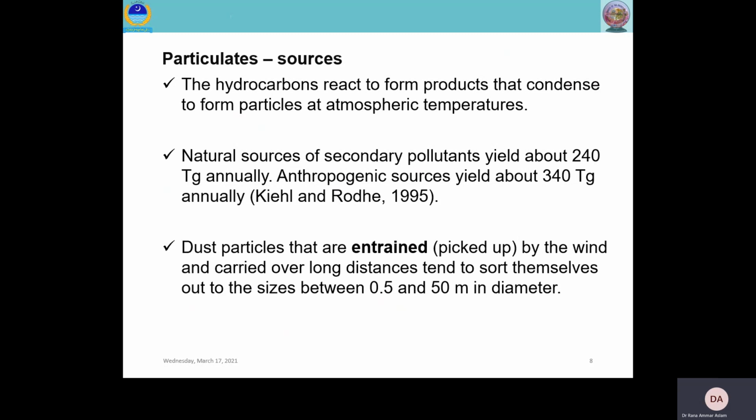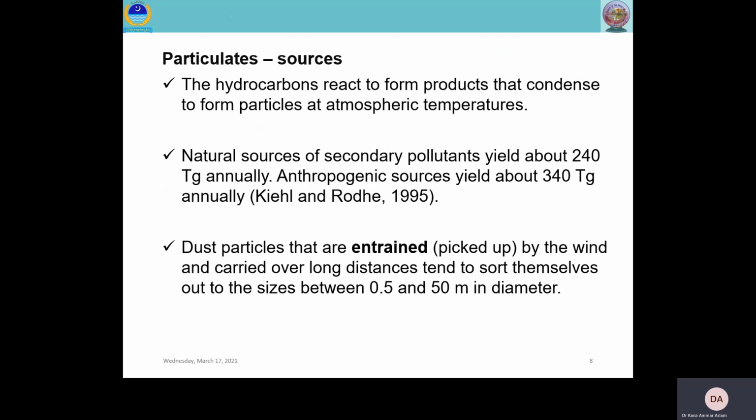If you see the quantities of secondary particulate matter, natural sources of secondary pollutants yield about 240 teragrams. However, anthropogenic sources contribute more, about 340 teragrams, compared to the natural sources. The other direct source of primary particulate matter is dust.